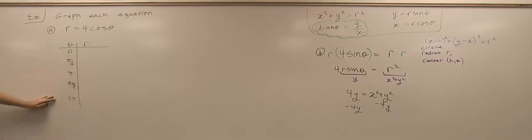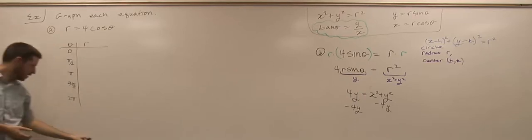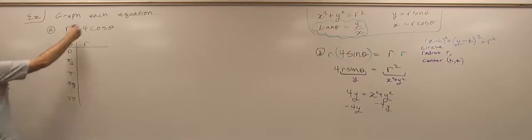Why did I pick these, by the way? What's special about these? They're on your axes, right? 0 is on the x-axis, pi over 2 is on the y-axis. So I picked really easy things to evaluate sine and cosine on here. So now I have to plug each of these into the formula.